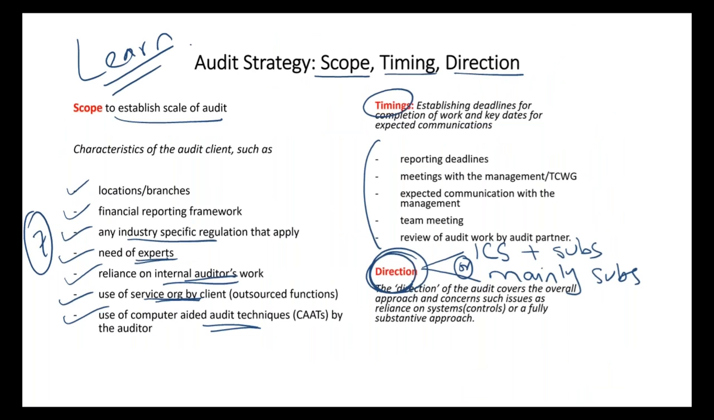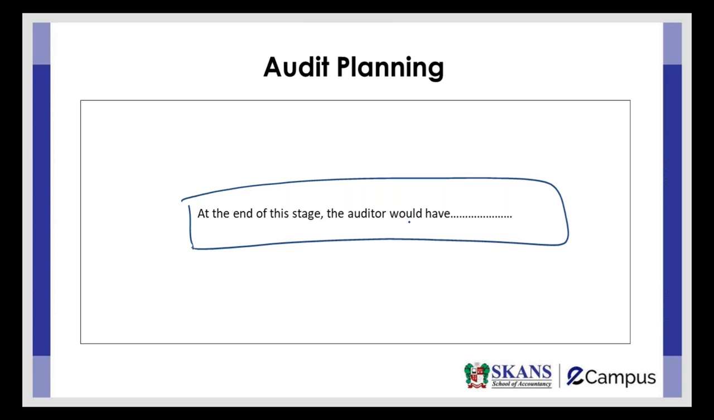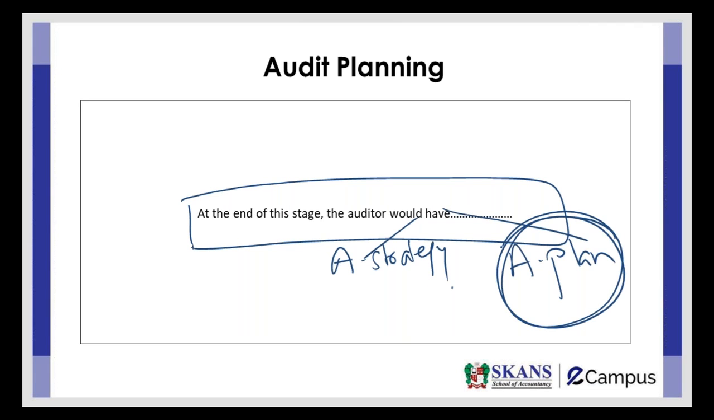So scope, timing, and direction is done, and ultimately, this is where we are at right now. At this stage, you have your audit strategy with all the risky areas, and based on that, you can have your detailed plan about what's going to happen in internal control, what's going to happen in substantive procedures, and what's going to happen in the review stage. So you can now make a detailed plan as well.